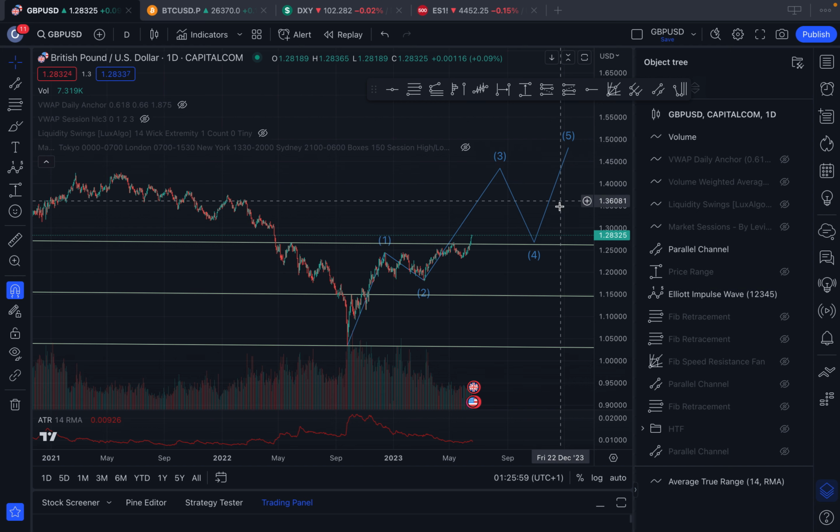But yeah, just some ideas. Remember, the Elliott wave is long term as well. You can have it really short term as well, but just a long term idea. See how it goes. I might leave that on there just to see how that goes.